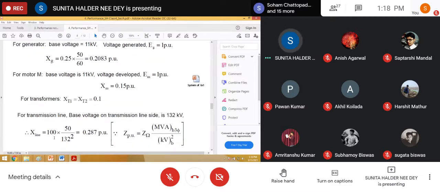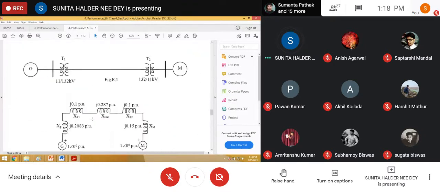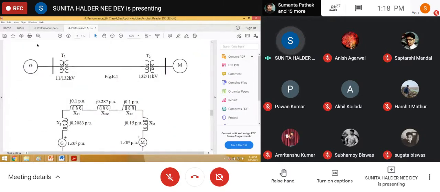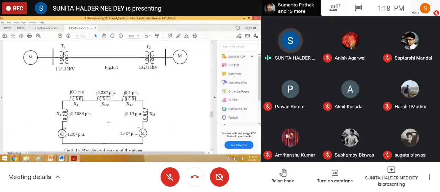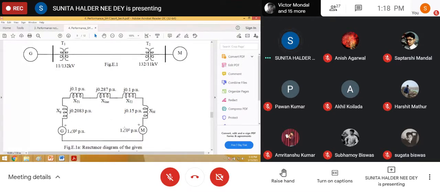Similarly for the line, impedance is given. Base MVA is 50 and base voltage is 132 kV, so we can calculate the line reactance in per unit. From there, this total system we may convert into a reactance diagram. This thing we have already shown in our per unit class.